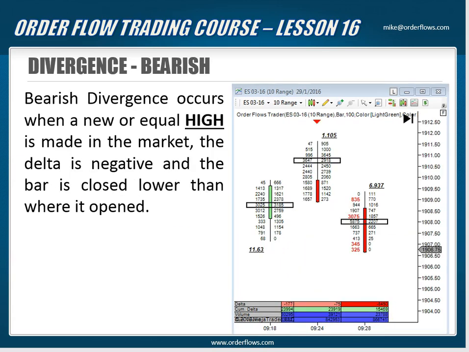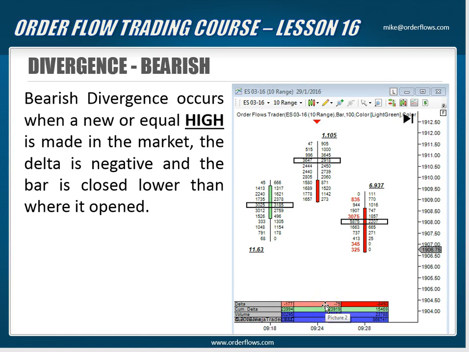Now, a bearish divergence, again, it's the opposite. It occurs when a new or equal high is made in the market. The delta is negative. The bar closed lower than where it opened. So again, here's your new high. You have a delta. That's this down triangle, and you got a negative delta.